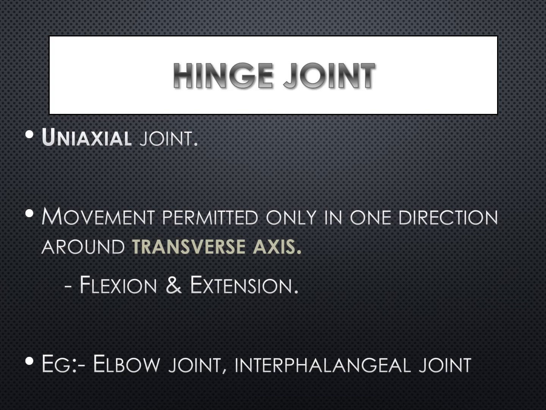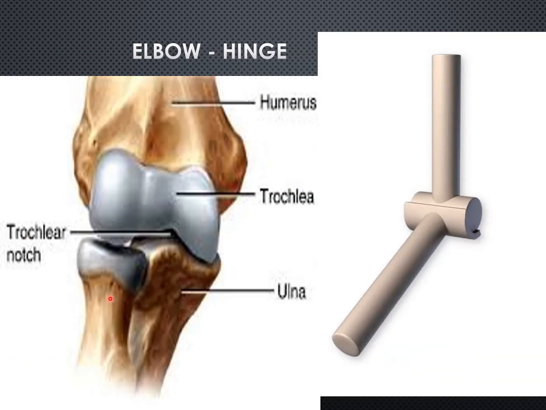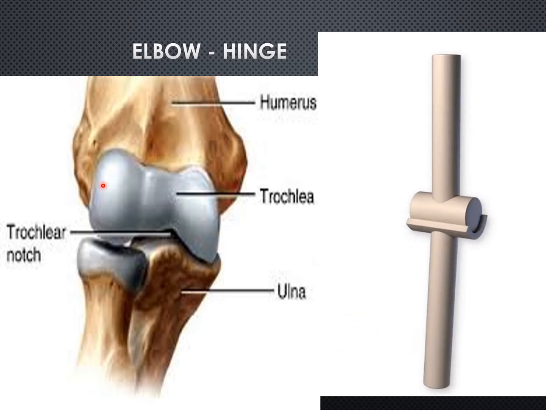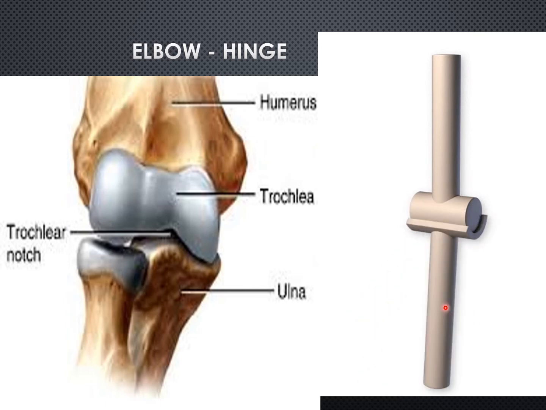Now let us look at these examples. This is the elbow joint. This is the lower end of the humerus and the upper end of the radius and ulna. Here you get the elbow joint, and like a hinge around the transverse axis, you get flexion and extension. This is the flexion and this is the extension. This is an example for a hinge joint.